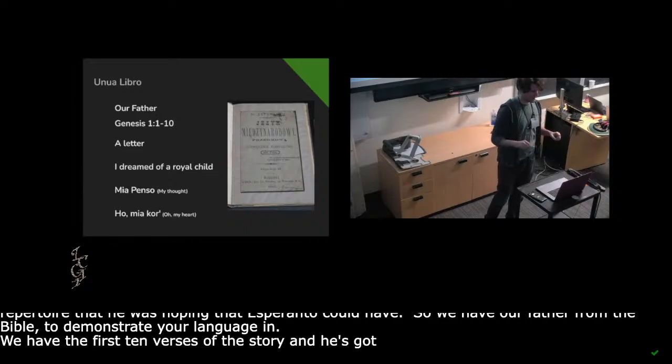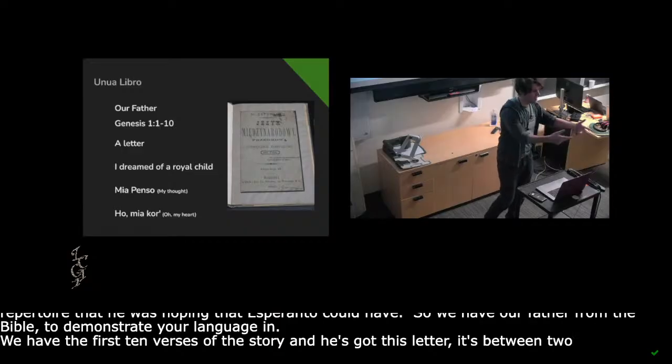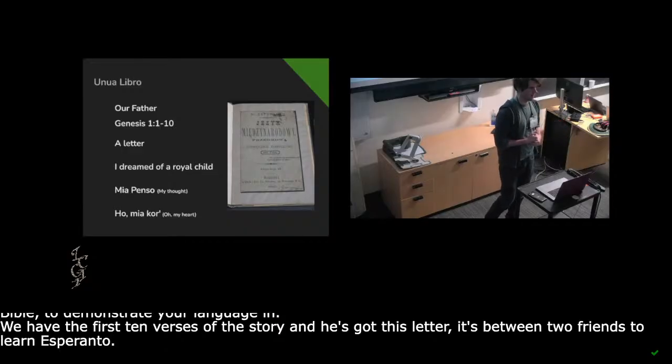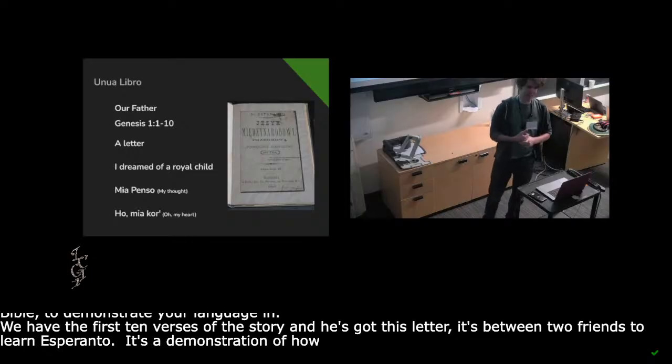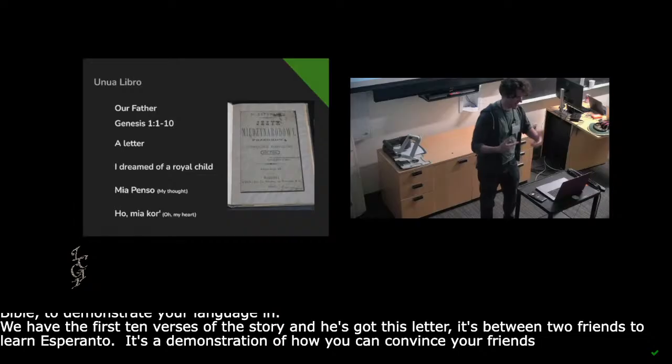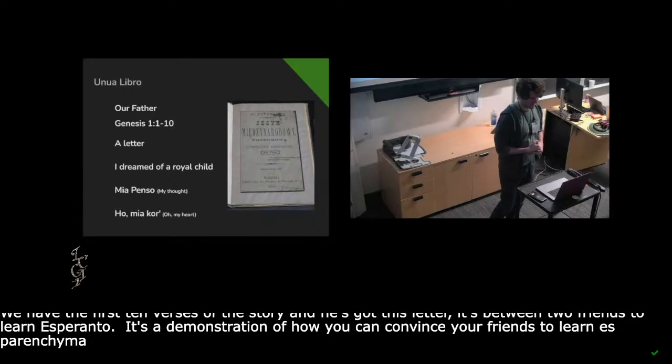It's a correspondence between two friends where one is trying to convince the other to come learn Esperanto. And Zamenhof writes that letter like as a demonstration of how you can convince your friends to learn Esperanto. But the letter is in Esperanto. So I just find that kind of ironic because if they're reading the letter, they already know the language.